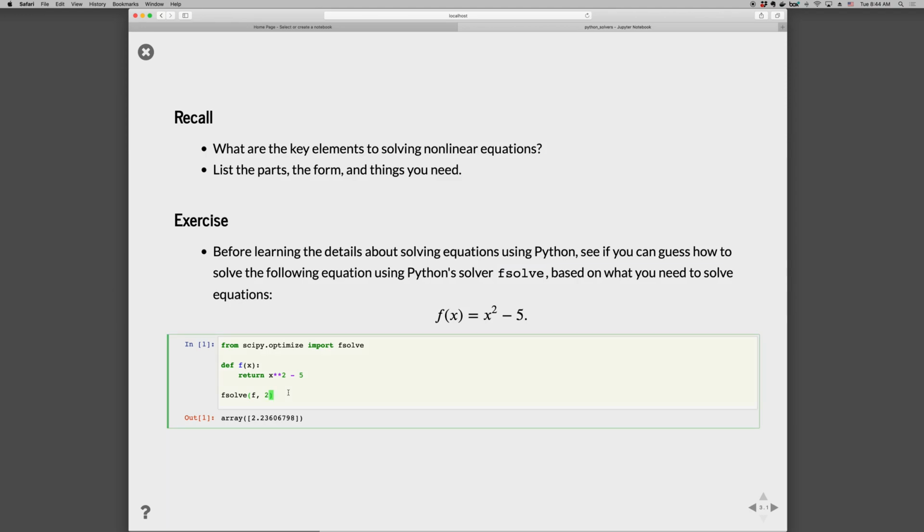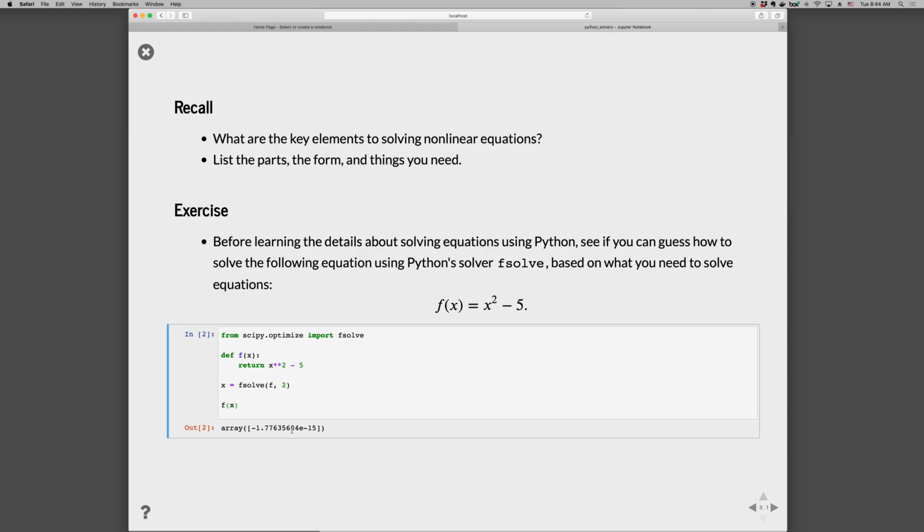And that's it. So if we then take f of that answer, we'll store this as x. If we go f of x, then the result is e to the minus 15, essentially 0. So that works pretty intuitively. We define the function in the form f of x equals 0, and then we give fsolve the function and a guess, and it returns the answer.